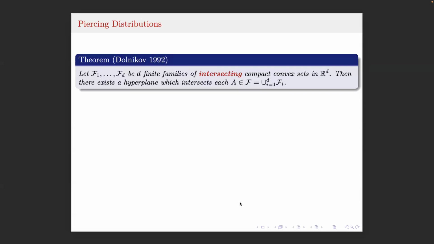Let's suppose I have F1 through FD, and each of these are finite families of compact convex sets in R^d. And each of the families is intersecting. By that I mean, if you look at any one of these families, any two members in the family intersect non-trivially. Then the claim is that there exists a hyperplane which pierces all of these. In other words, it's a hyperplane transversal. It intersects every member of each of the families.